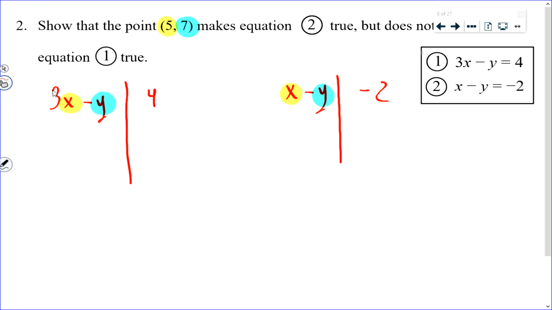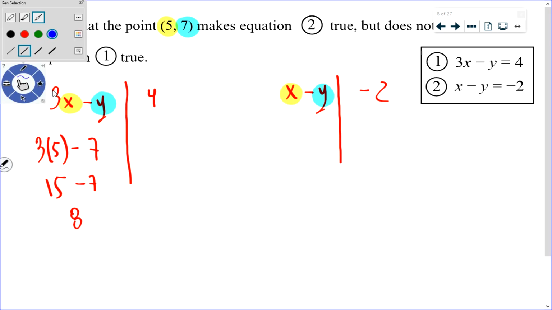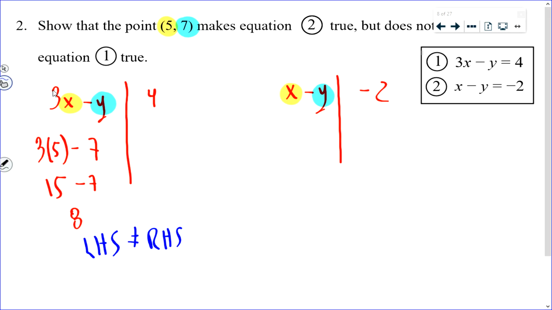All right, what happens with equation 1? We have 3 times 5 minus 7. That's 15 minus 7, which is 8. The left-hand side is 8. The right-hand side is 4. The left-hand side is not equal to the right-hand side. So the point (5, 7) does not make equation 1 true.